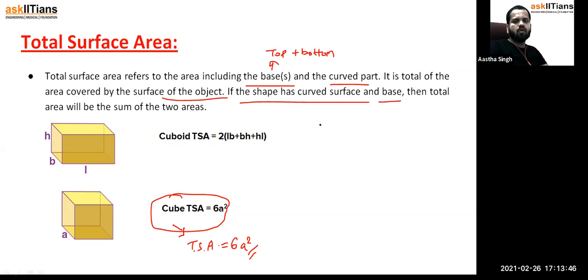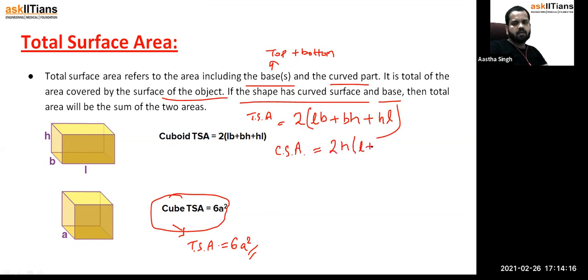In the case of a cuboid, one wall will have LB, another wall will have your BH, and another wall will have your HL. And as these repeat themselves, you have six faces, so multiply by two. This is your total surface area. The curved surface area of the cuboid is the area of four walls, 2H(L plus B). Just go through the formula, guys. Just go through the formula.